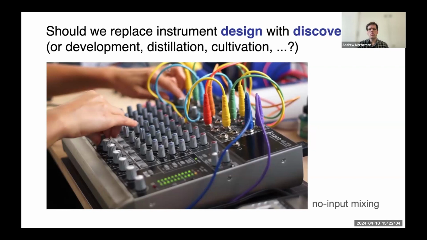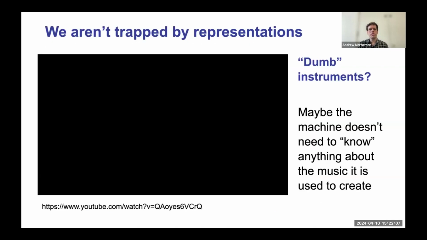I'm going to conclude then with just a few examples of things that I would suggest that even if our digital systems construct representations of music, we're not trapped by those representations. As musicians, we can do with them what we want. And so I've got a few possible directions. One is what I'm calling dumb instruments, that maybe the machine doesn't need to know anything about the music that it is essentially being used to create.